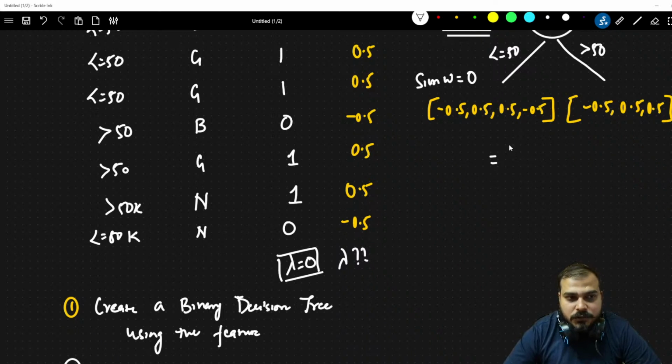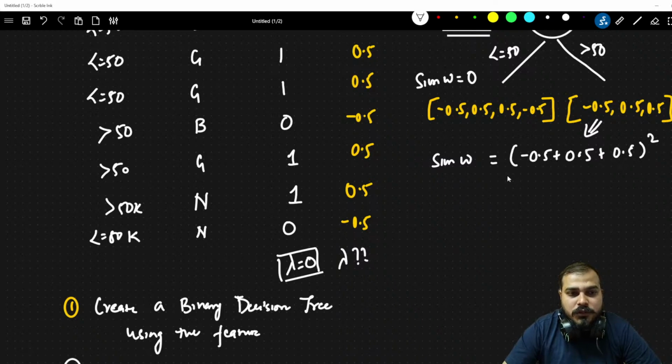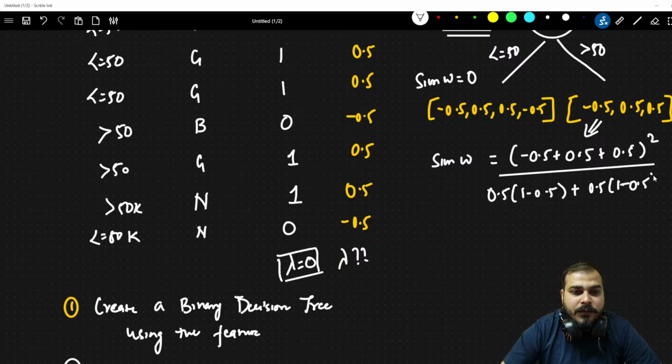No, no, no, it's not first square, it is whole square. So here also, it is 0.5 plus 0.5. Now let's do it for this. If I want to find out the similarity weight, again I'm going to repeat it: 0.5 plus 0.5, whole square. And since there are 3 points, I'm going to use probability times 1 minus probability for the first point, then plus probability times 1 minus probability for the second point, and then the same for the third point. And lambda is 0, so I'm not going to write anything.